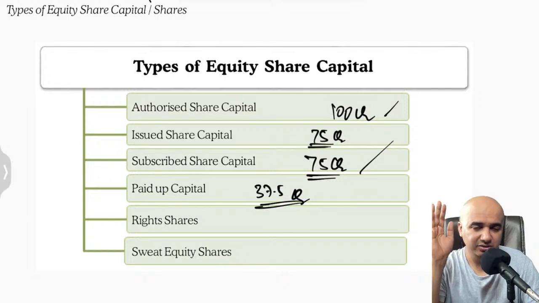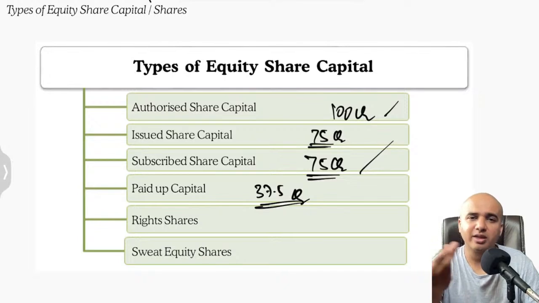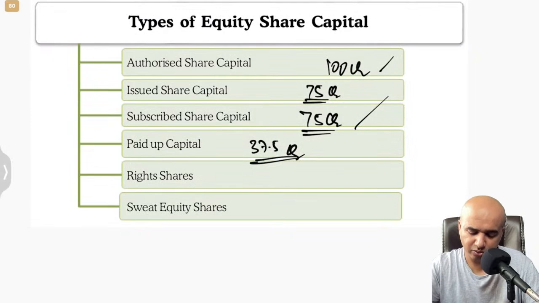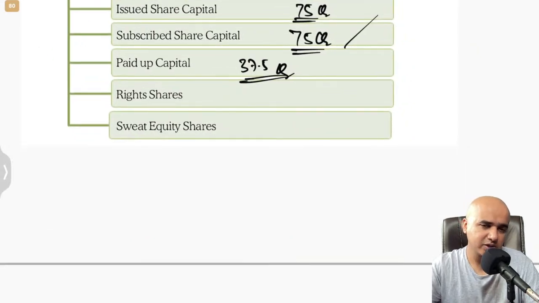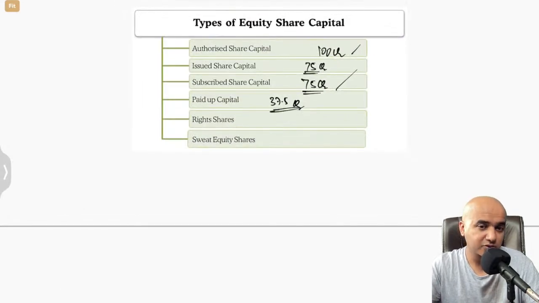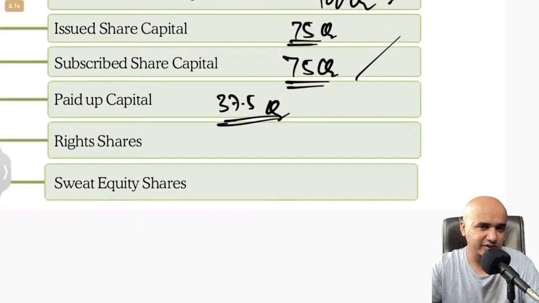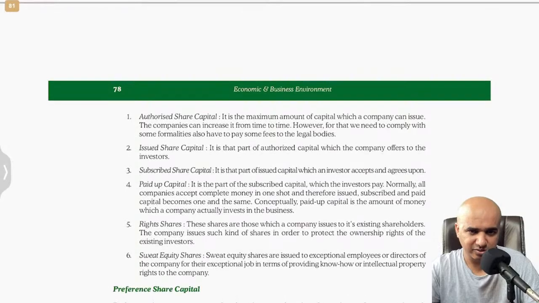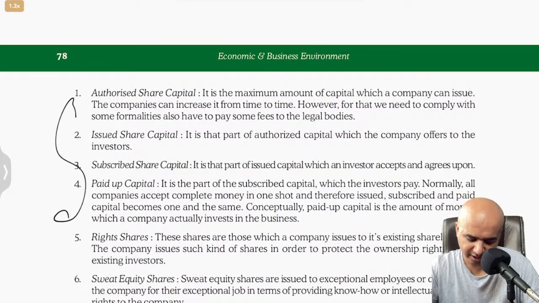It will give me a right to purchase shares in proportion to the shares which I already have right now. So I may buy those shares, that means I may exercise my right, or I may not exercise my right. Basically that. Sweat equity shares are usually given to employees who have sweat hard for the company. That's why it's called sweat equity shares. Even for promoters also. Usually it is given at a discounted price. So they have explained the same thing again here.